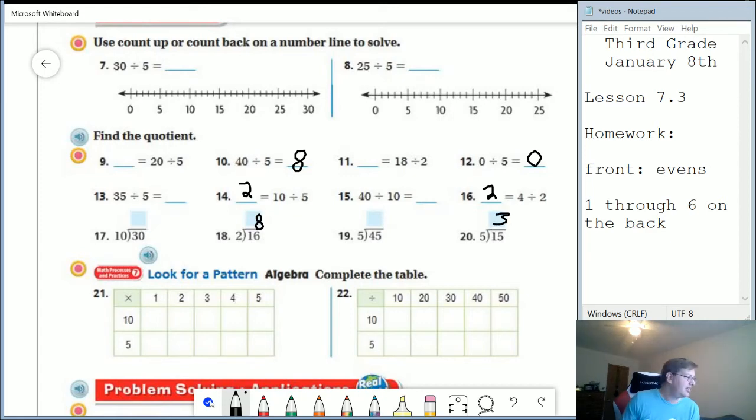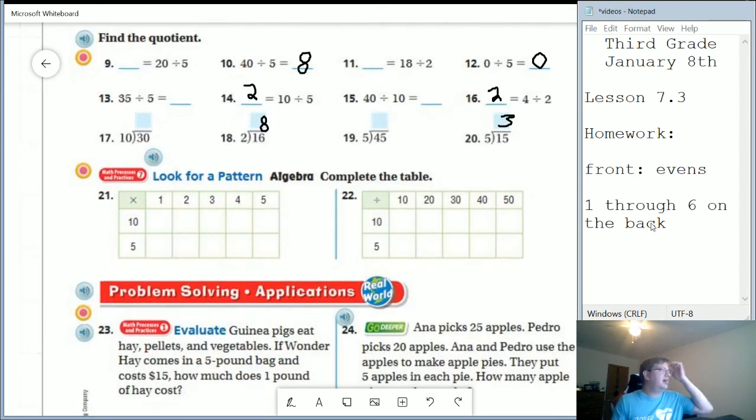All right, let's talk through our patterns here. We are going to complete the table. So we are starting with multiplication on the left-hand problem. So number 21 is going to be multiplication. Number 22, we're going to be doing division. And we're going to see how these might relate to each other. So let's go ahead and start with the multiplication part.